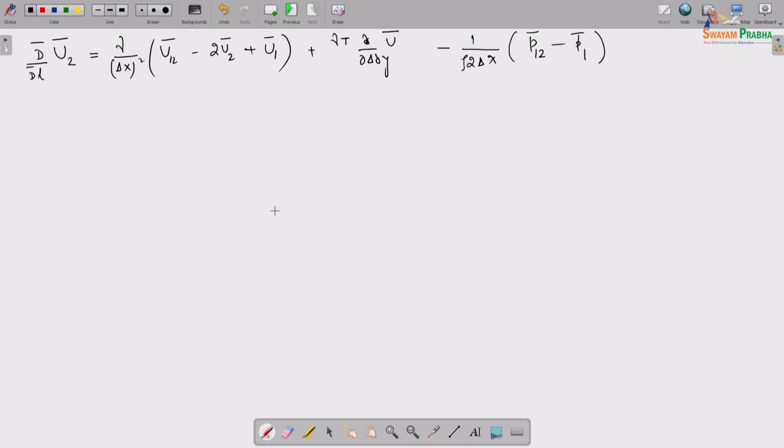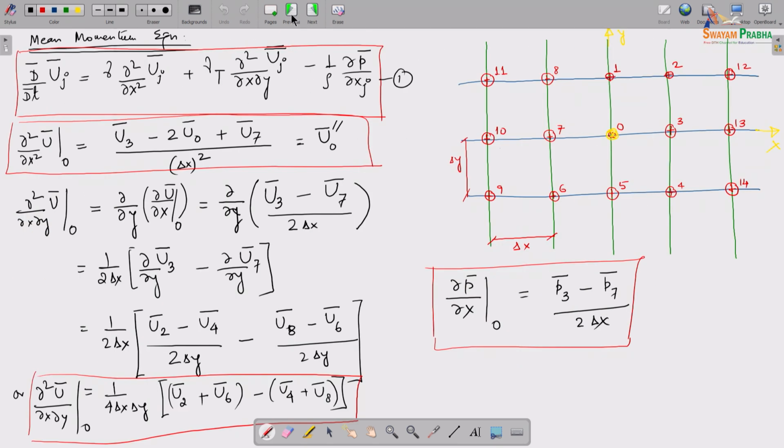Now the issue becomes this part. Why is this an issue? Because delta x is not a problem, the x bit is not a problem. But when I go in the y direction, of course I don't have a point ahead of 2 because this is on the boundary. Then what do I do?